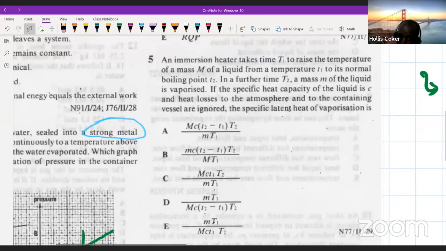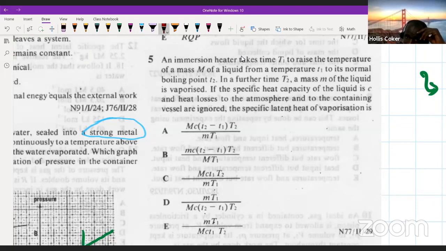All right, an immersion heater. Let's look at this one. An immersion heater takes time T1 seconds, so capital T is time, to raise the temperature of the mass M of a liquid from a temperature t1 to its normal boiling point t2. Now, an immersion heater is connected to a power source that powers it, and you can actually find the power by finding how much heat is produced in a certain time.